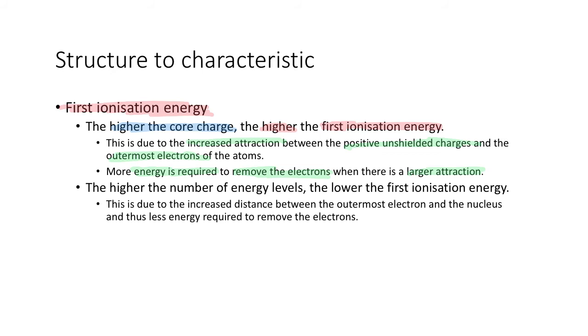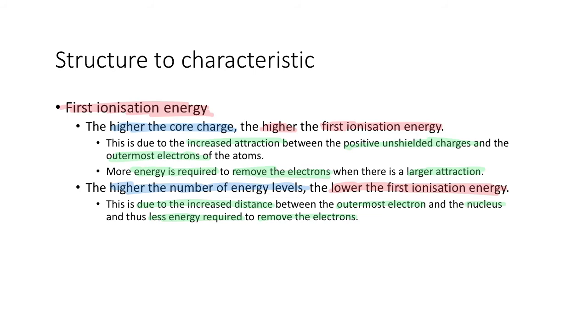The higher the number of energy levels, that means, again, they're further away. And if they're further away, do you think they'll be easier or harder to remove? They'll be easier to remove. That's because of the increased distance between the outermost electrons and the nucleus, and then you need less energy to remove those electrons.